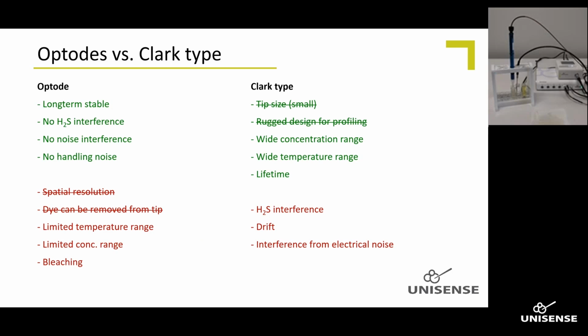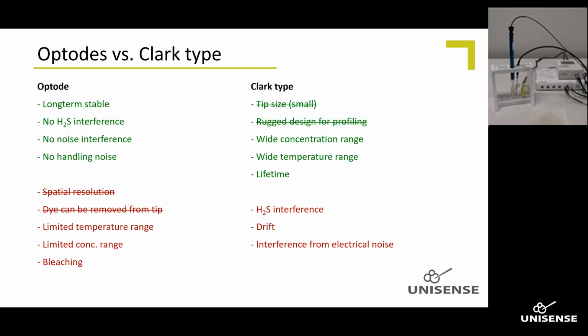Then I would also just like to show you this slide here where we have the uptode and the Clark type oxygen sensor, a comparison of those two. For microrespiration system measurements, we very often recommend uptodes for respiration rate measurements. The uptode requires less frequent calibration compared to the Clark type. So this can be convenient when you're looking at respiration rates that are slow and you have some long-term experiments. The uptode also has no hydrogen sulfide interference and it doesn't have any noise interference or handling noise. So this can be quite convenient.